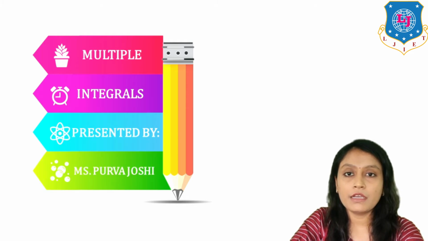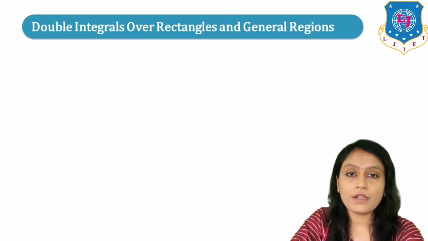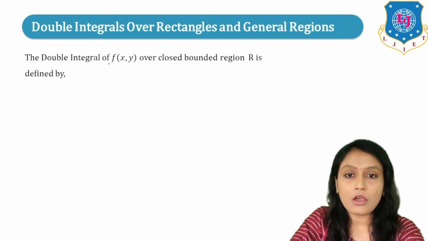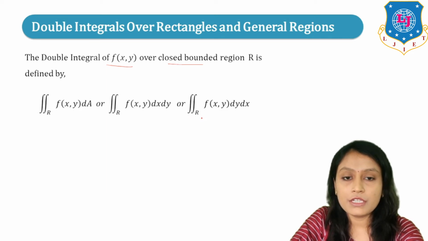Today we are going to begin a new topic, that is multiple integrals. So let's begin with the first topic, that is double integrals over rectangles and general regions. The double integral of f of x comma y over a closed bounded region R is defined by double integration over region R f of xy dA, or double integration over region R f of xy dx dy, or double integration over region R f of xy dy dx.